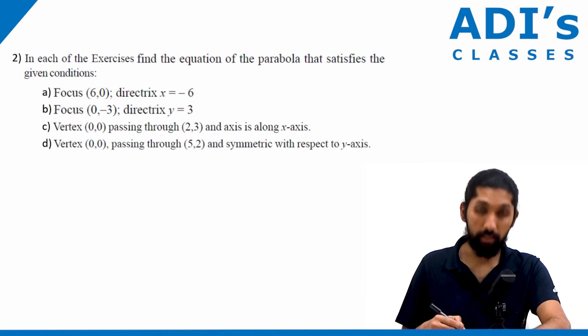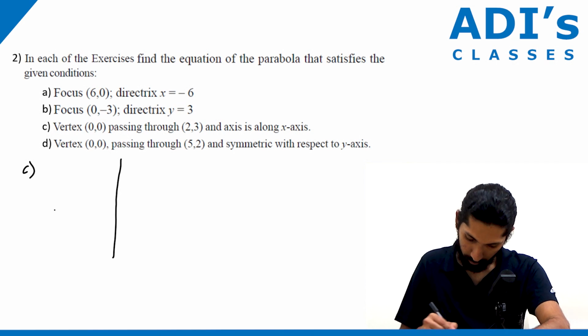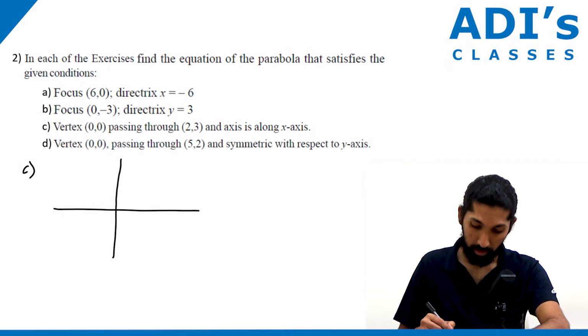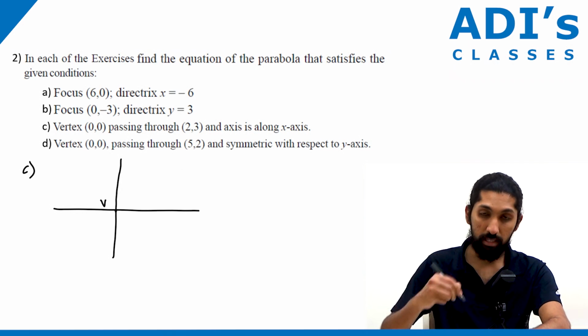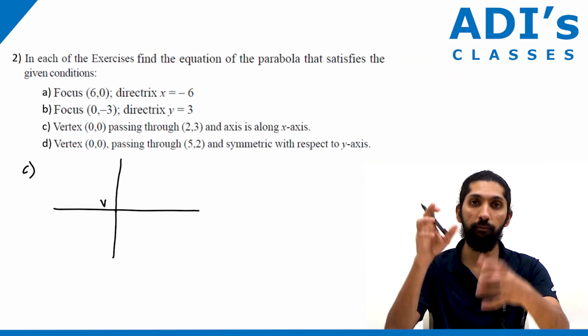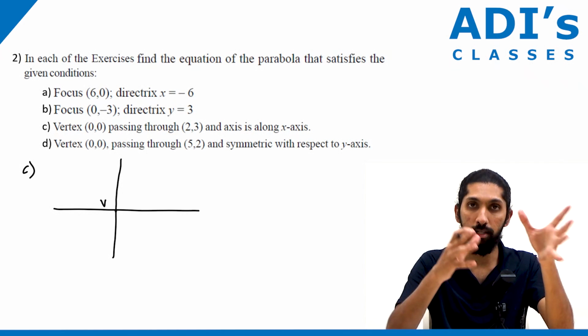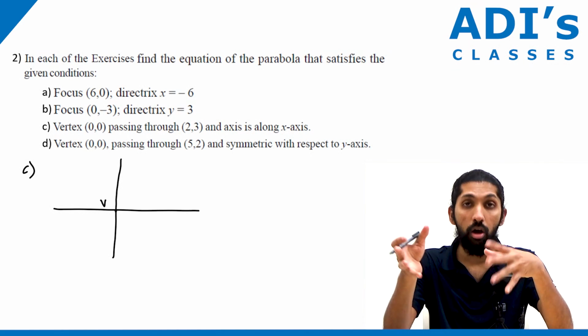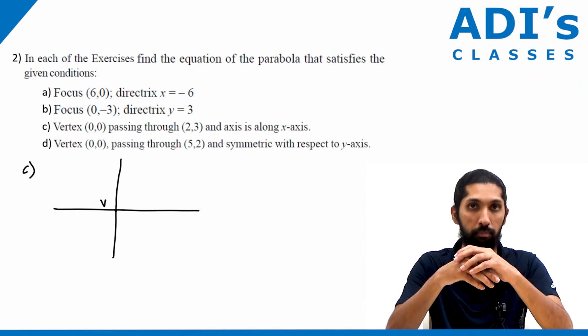Vertex is 0, 0. Okay. So again, what we'll do, take the x and y axis. Vertex is 0, 0. Okay. And it is passing through 2, 3. Axis is along the x-axis. See, if it is along the x-axis, two things can occur. Either y square is equal to 4ax or y square is equal to minus 4ax. Correct? Only these two are possible.